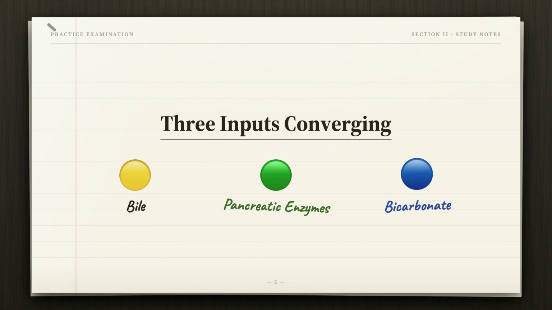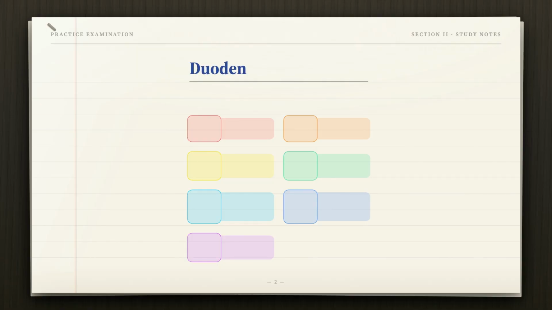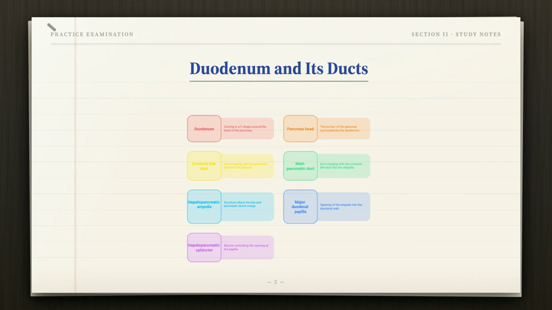That's why its shape follows its role, curving in a C around the head of the pancreas, fixed in place because it's retroperitoneal. The common bile duct and main pancreatic duct join into the hepatopancreatic ampulla, which opens at the major duodenal papilla, gated by the hepatopancreatic sphincter.